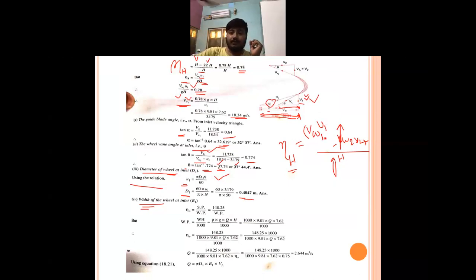Let us solve. Okay. So we know that eta 0, the efficiency, is nothing but shaft power by water power. Clear? Shaft power is given. Eta 0 is given, so we will get the water power. Water power is nothing but rho g Q H. So here H is known, g is known, rho is known, but Q is unknown.